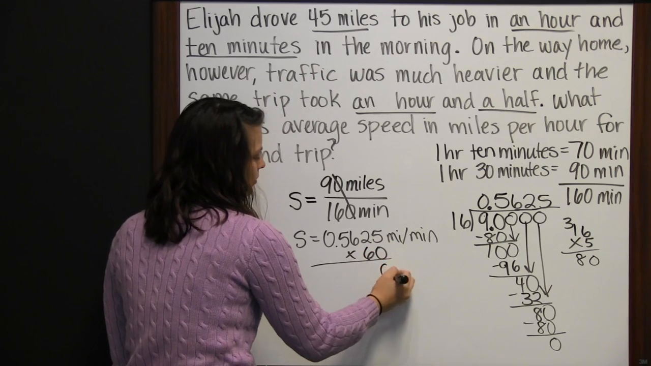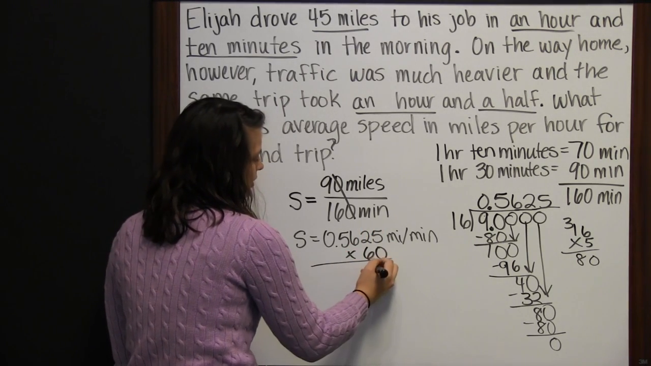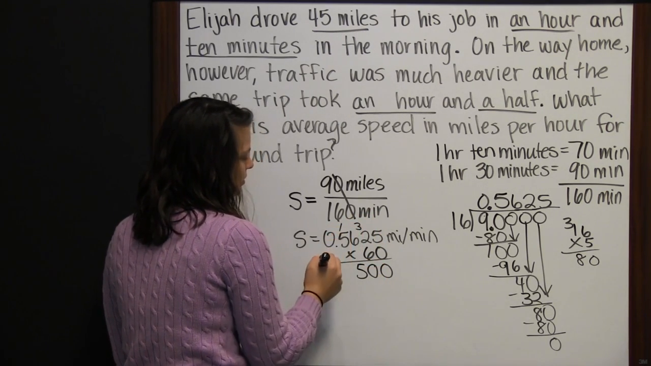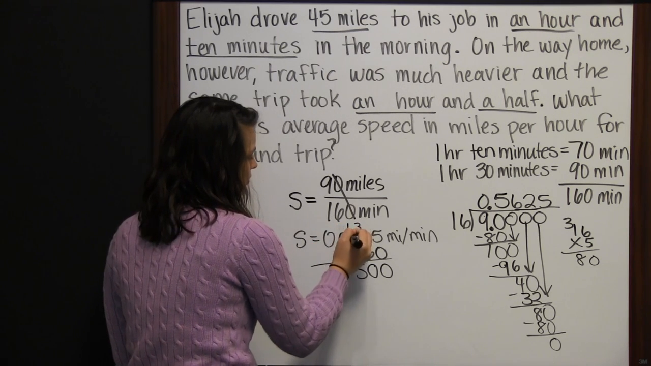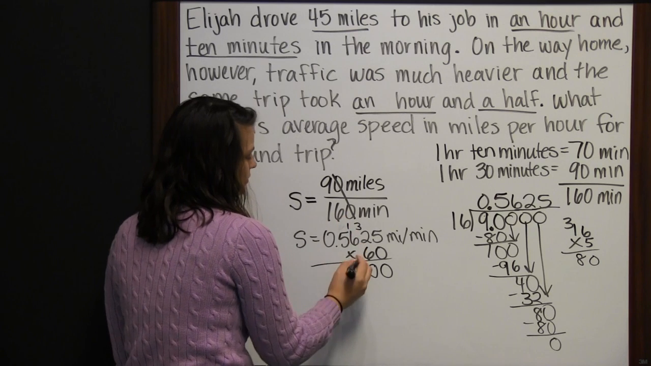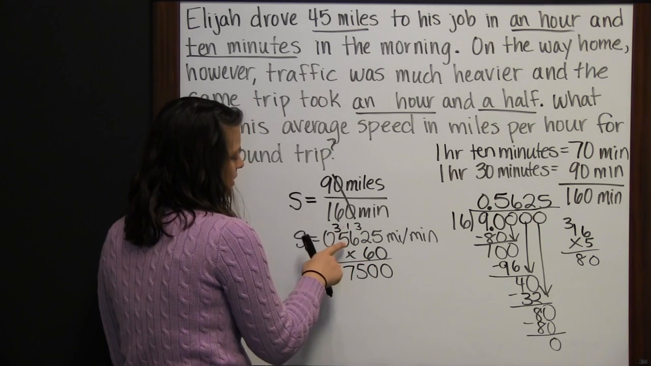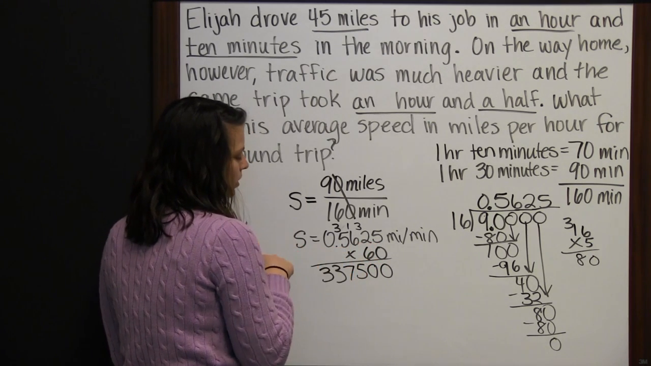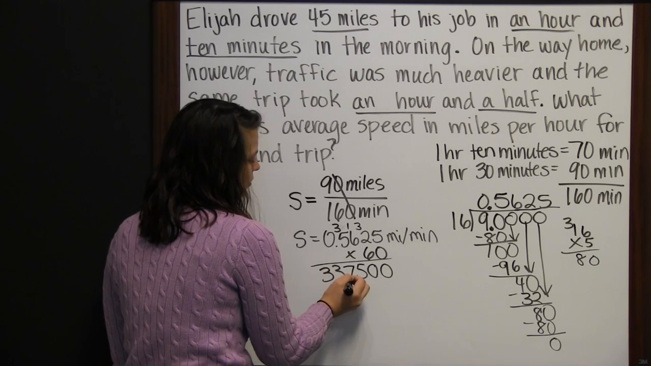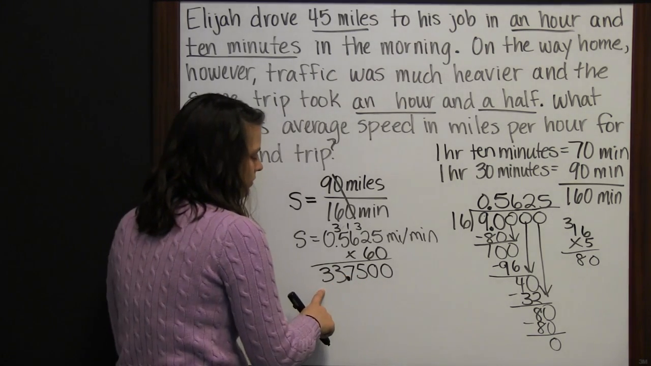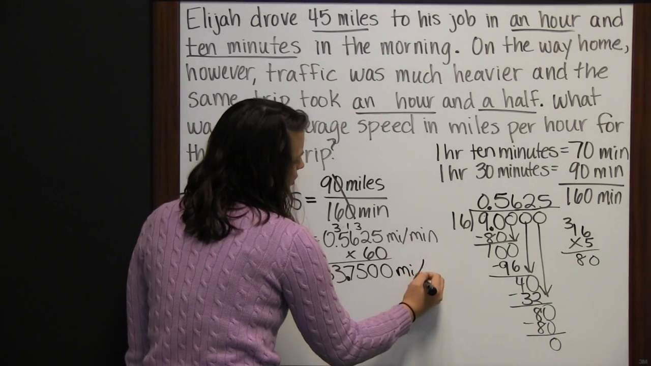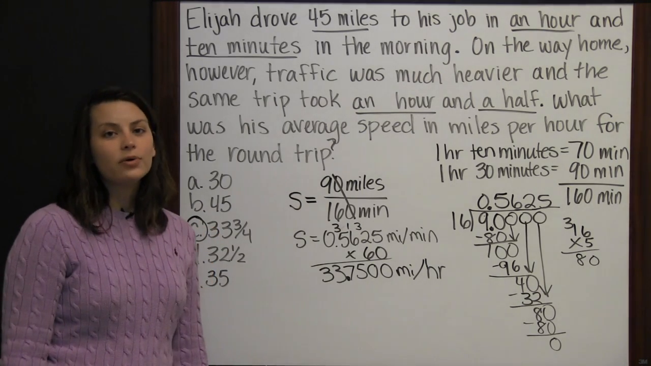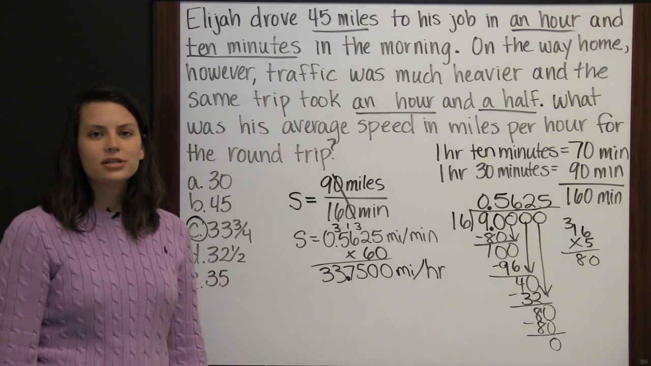So first start with your 0 placeholder. 6 times 5 is 30, so that's 0, carry the 3. 6 times 2 is 12, plus 3 is 15. 6 times 6 is 36, plus 1 is 7, carry the 3. 6 times 5 is 30, plus 3 is 33. And we have 1, 2, 3, 4 numbers behind the decimal. So your answer should have 4 numbers behind the decimal. So it's 33.75 miles per hour, which is the same as 33 3/4 miles per hour, since 3/4 and 75 hundredths are equal.